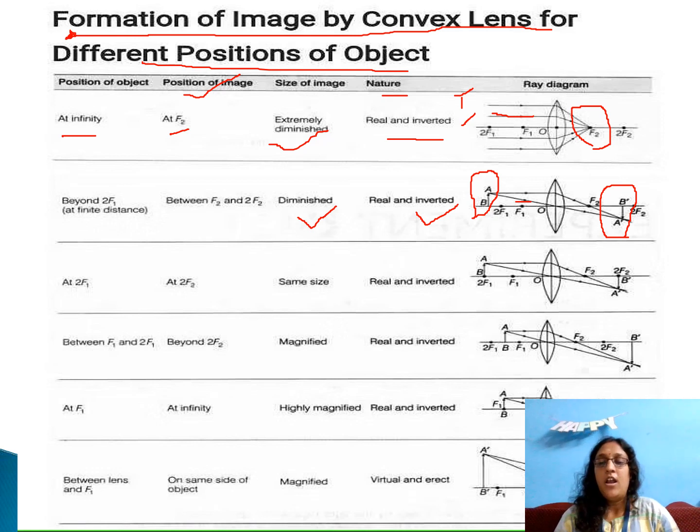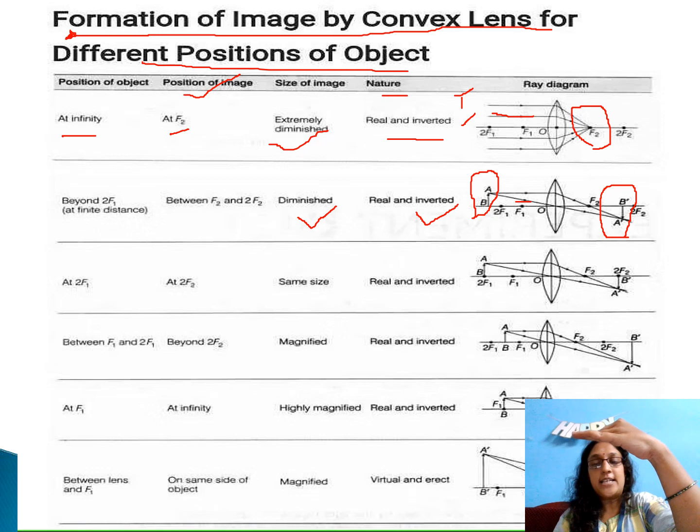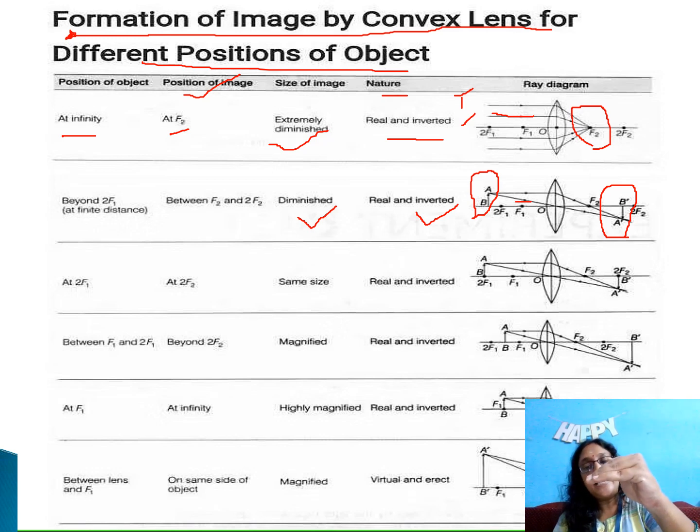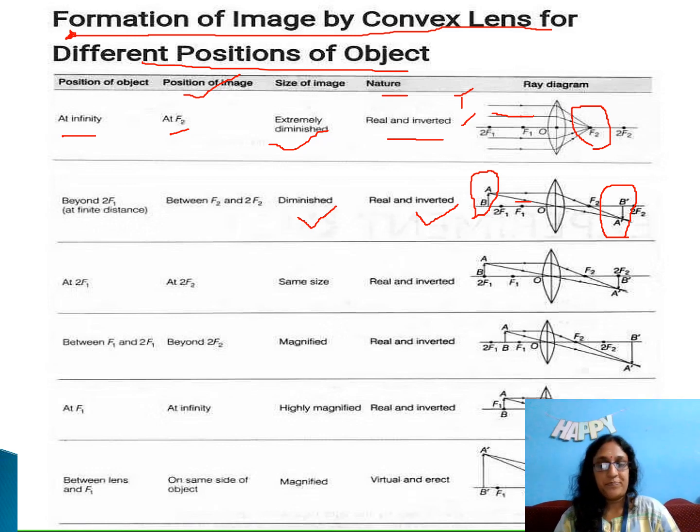The same phenomenon: a ray parallel to your principal axis, once after refraction, passes through the focus, and a ray which passes through the optical center doesn't divert from its original path, and they meet at a point between your f2 and 2f2. Got it? So this is the case when you keep the object behind 2f1 at a finite distance.